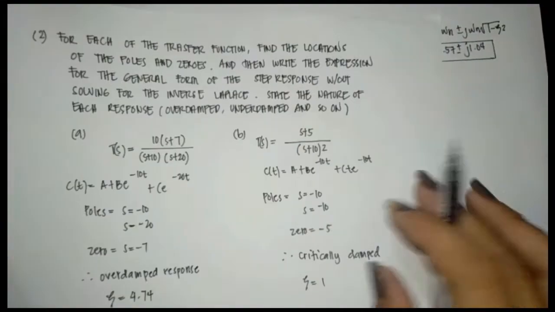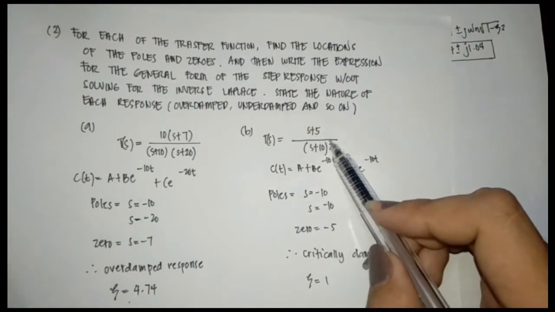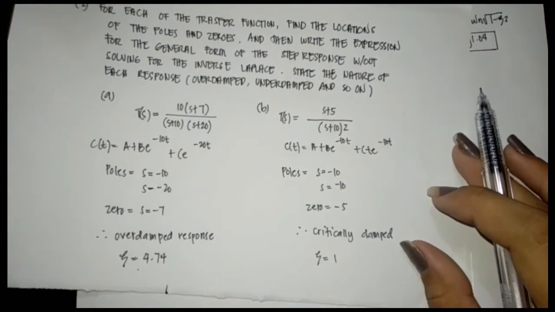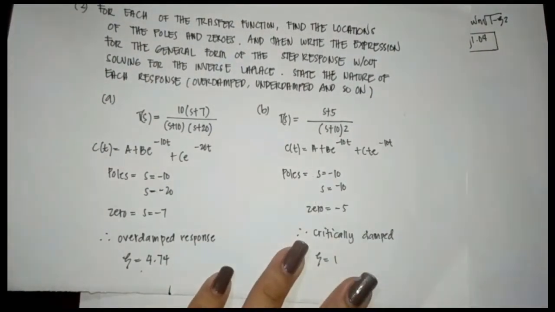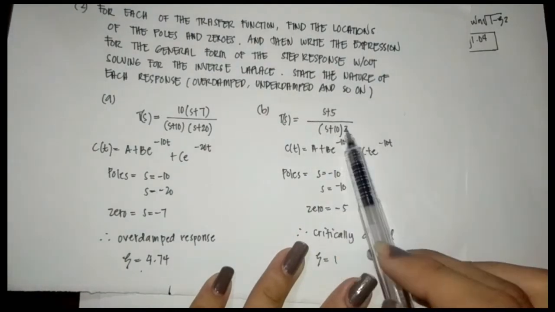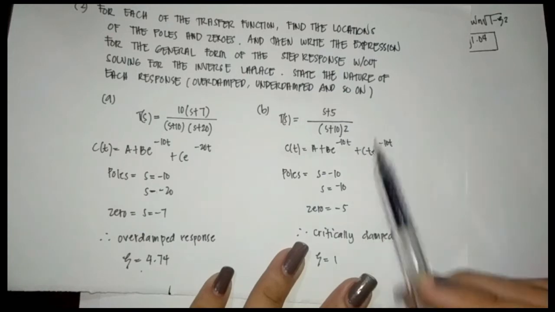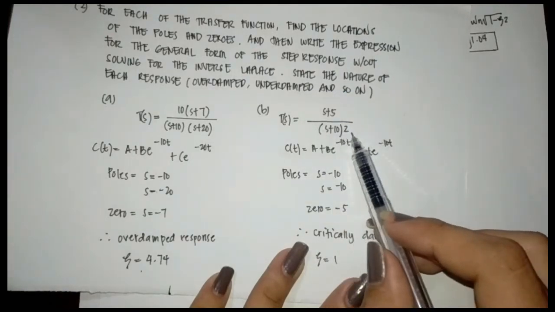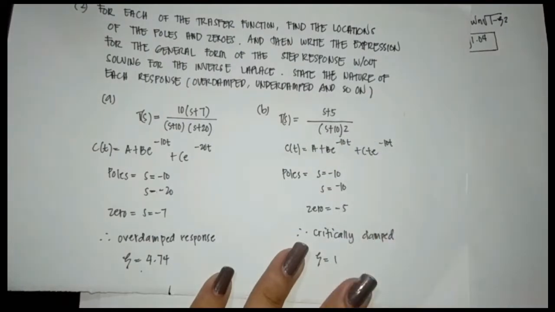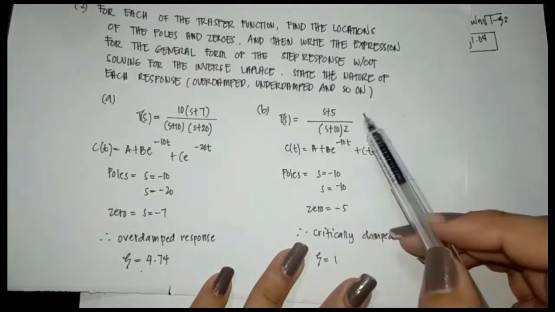So the overdamped response, B: our transfer function is equal to (s + 5) over (s + 10) squared. Then our poles will be from the denominator. When we distribute this squared, we have (s + 10) times (s + 10), so we equate that to 0. So we'll have both negative 10 in a second order response. So our s is negative 10 and negative 10, and we'll find the zeros from the numerator.